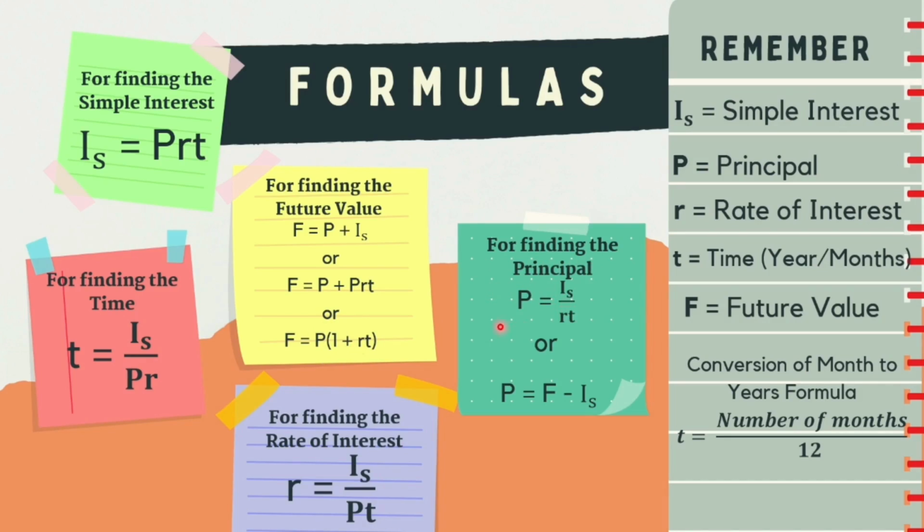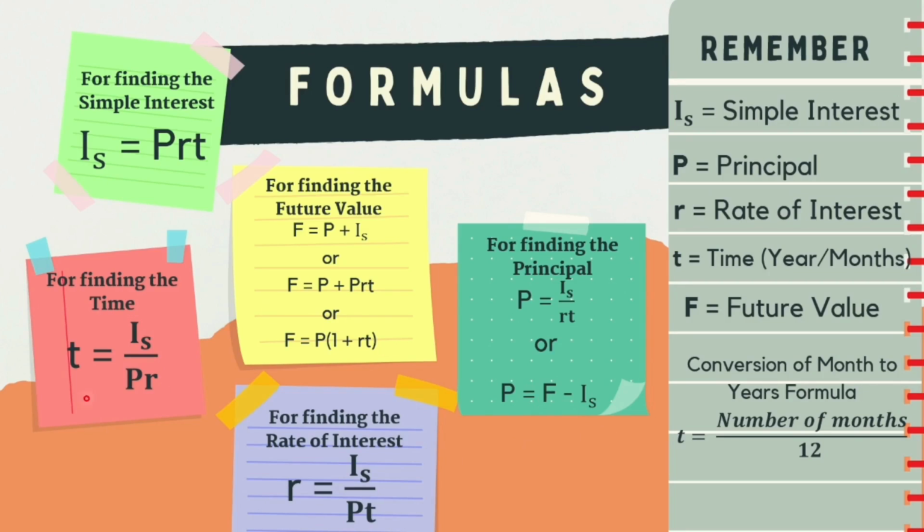Next, we have here the formula for finding the principal. There are actually two. We have here the first one: P is equal to IS over RT, or principal is equal to simple interest divided by the product of rate and time. So that's the first formula. Or we have here the second one: principal is equal to future value minus simple interest, or P is equal to F minus IS.